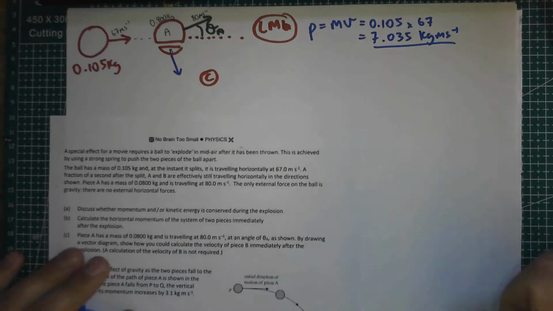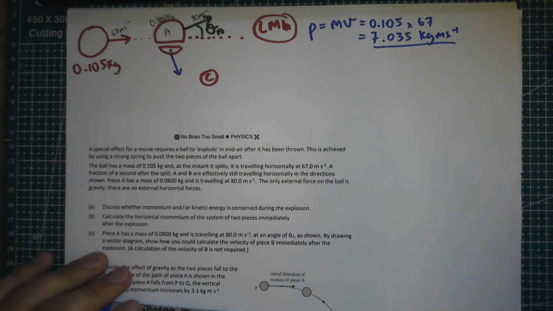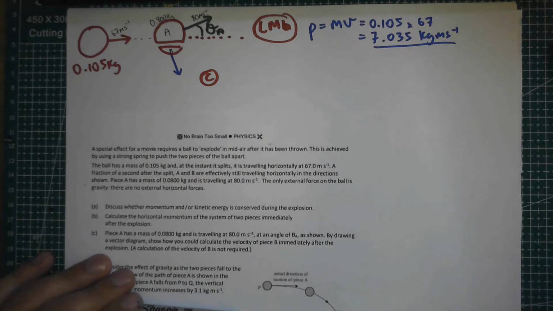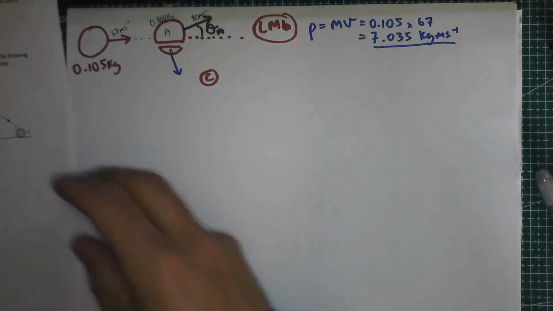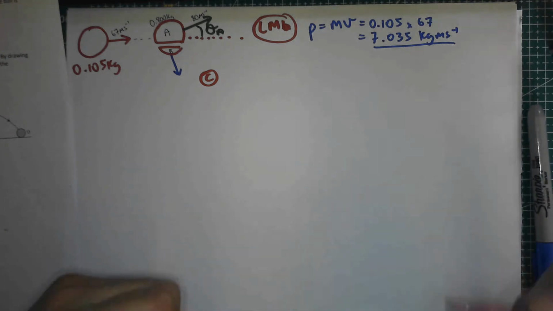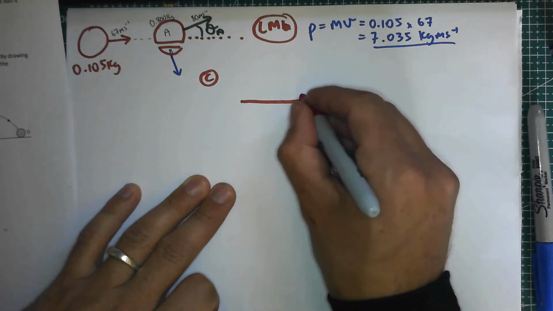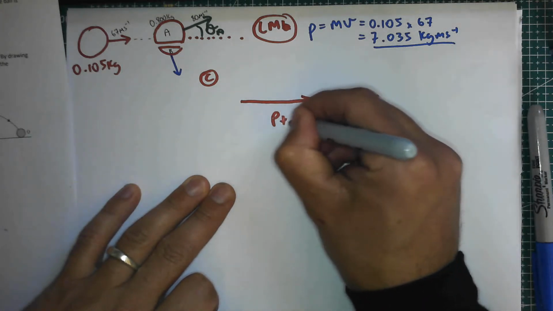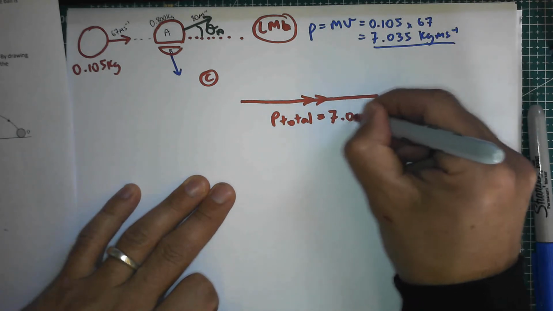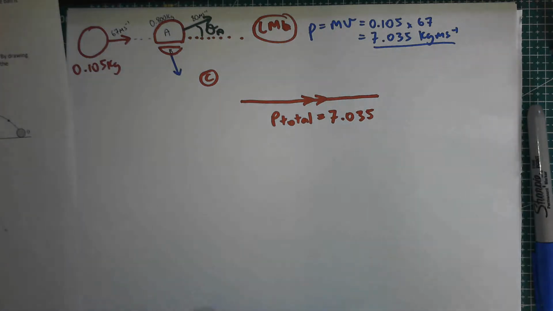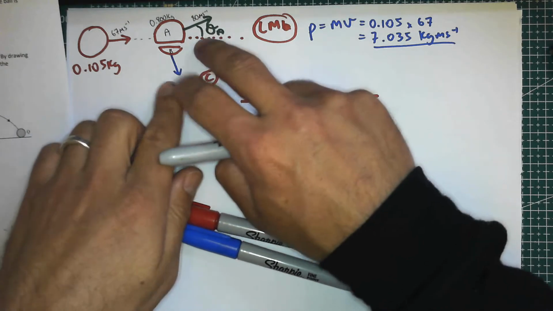Piece A has that mass and it's travelling at 80 meters per second at that angle as shown. By drawing a vector diagram, show how you could calculate the velocity of piece B immediately after the explosion. We don't actually need to do the calculation. So let's have a look. This along here is the total, and that's equal to the previous question. Then these other two momenta must add to give this momentum.